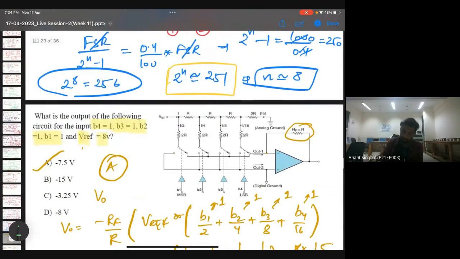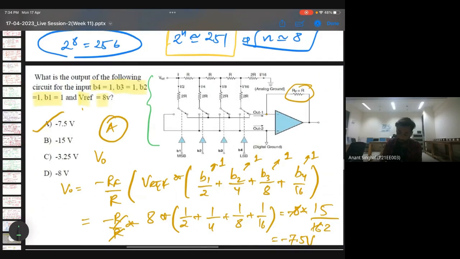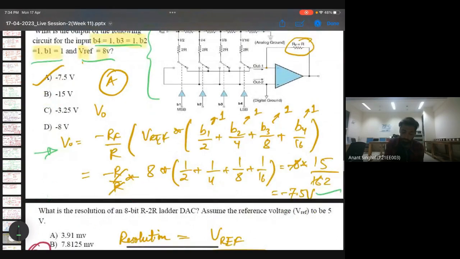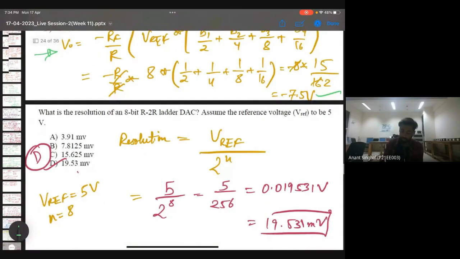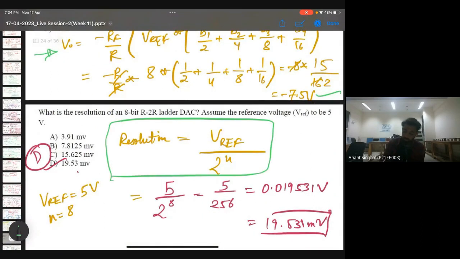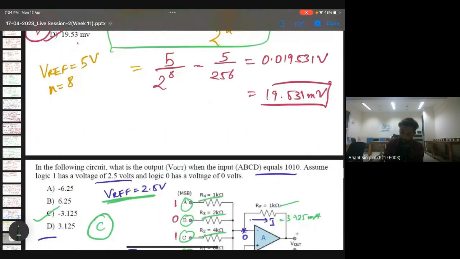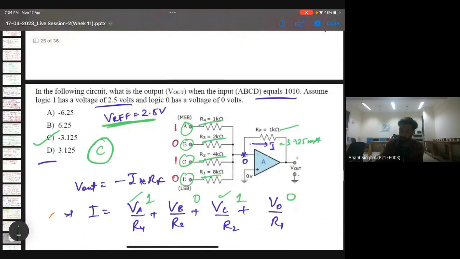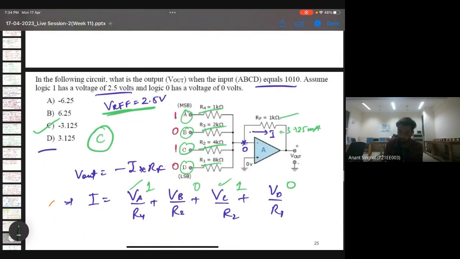So this is again an R2R ladder network, and we have applied the conceptual part, whatever circuit is given. So we have all the inputs as 1 and the V reference is 8. So after putting in, we are getting the voltage as minus 7.5 volts. And again the resolution for an 8-bit R2R is given by V reference upon 2 to the power n. This is again a KCL-based question.